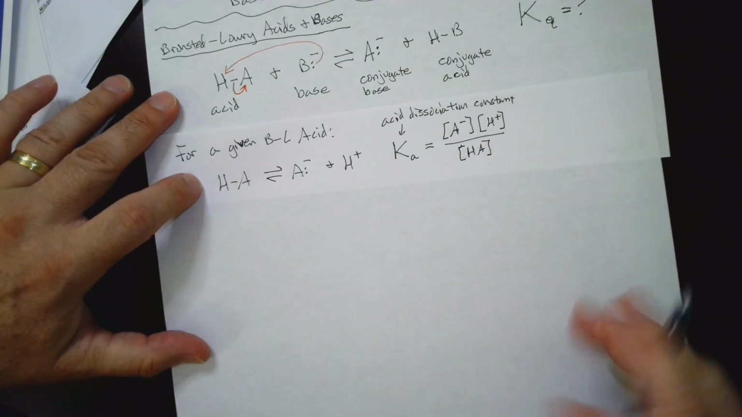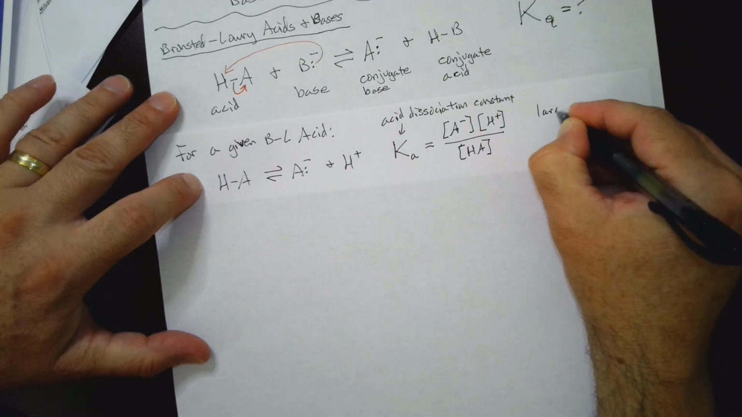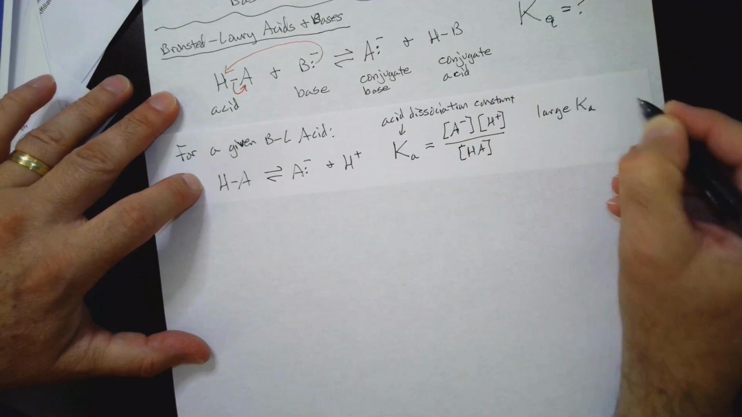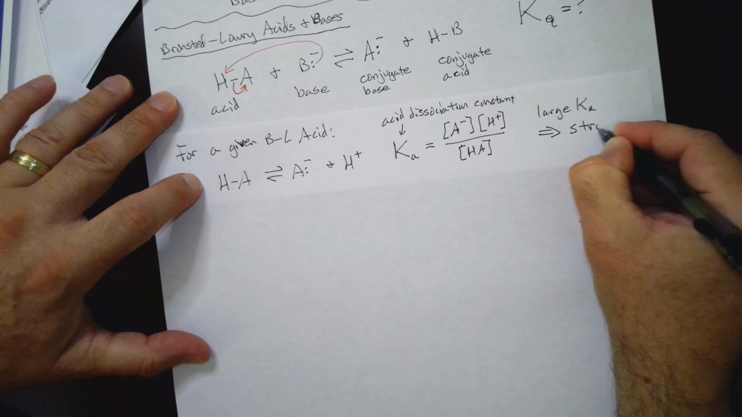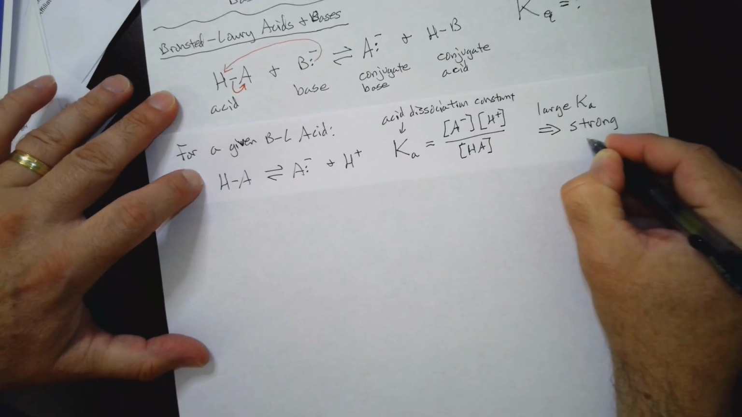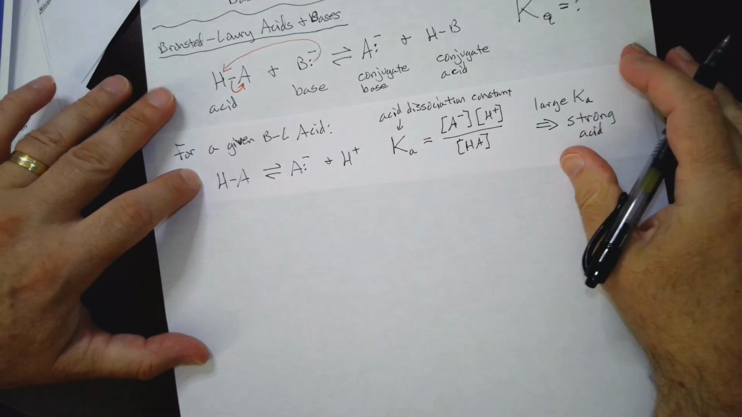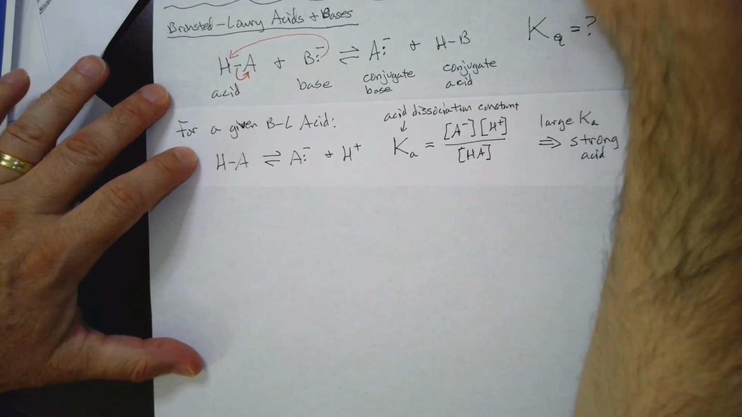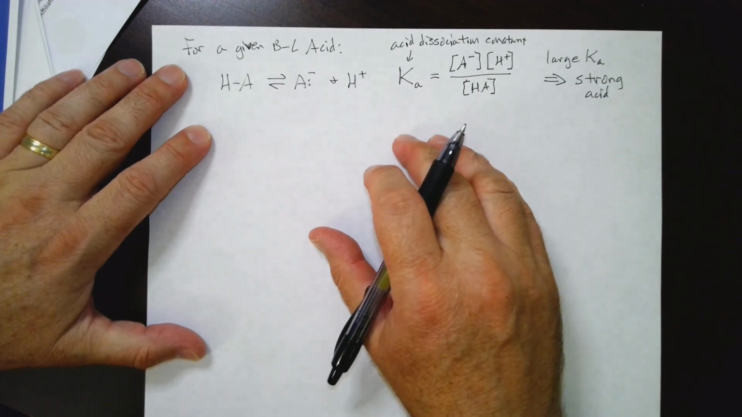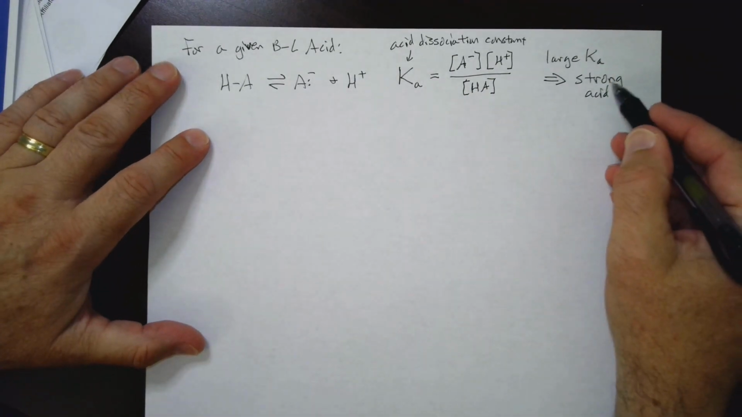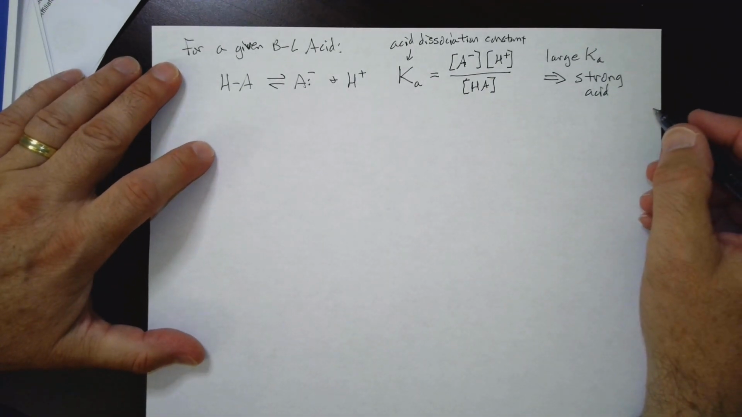So, large Ka means we have a strong acid. All right, let me move this out of the way here, and we'll focus on what's going on here. So we'll have a strong acid if we have a large Ka.